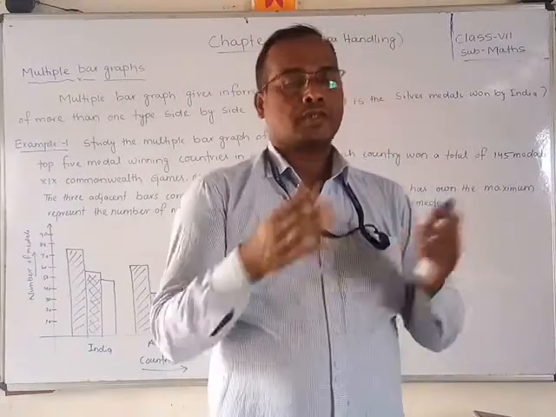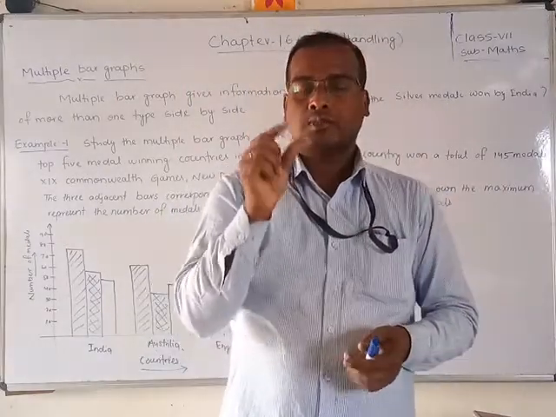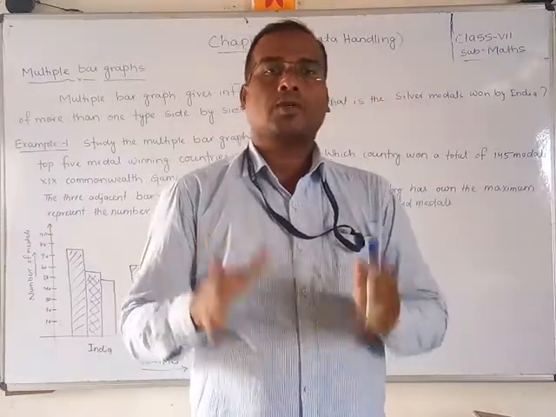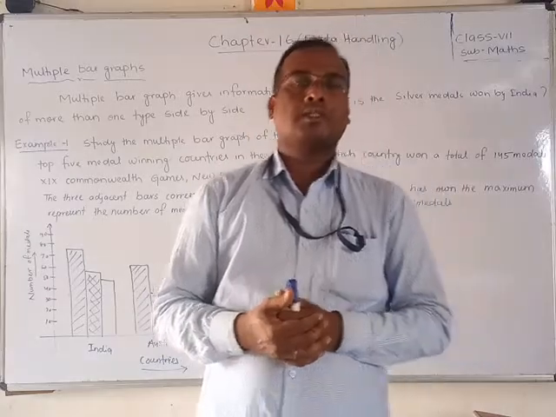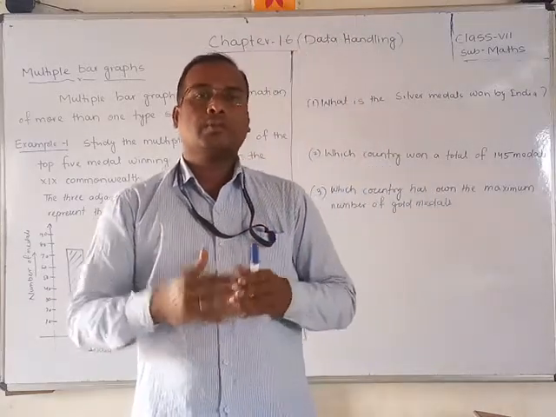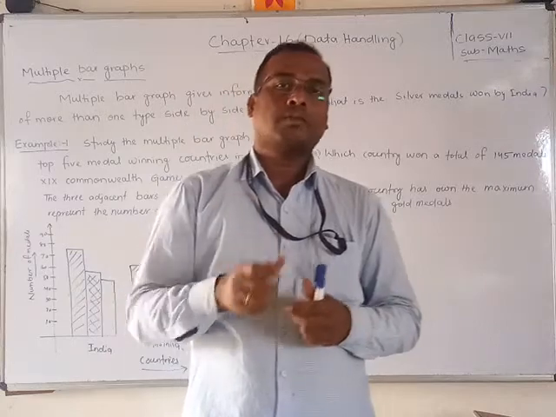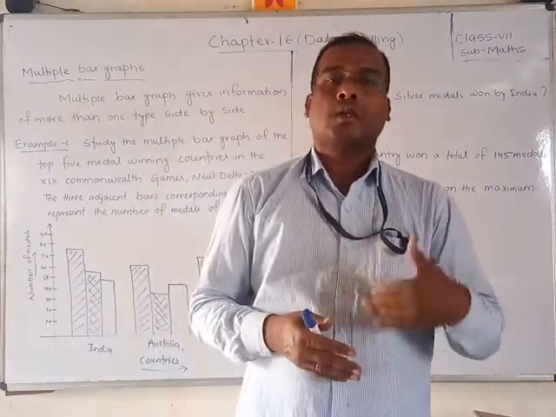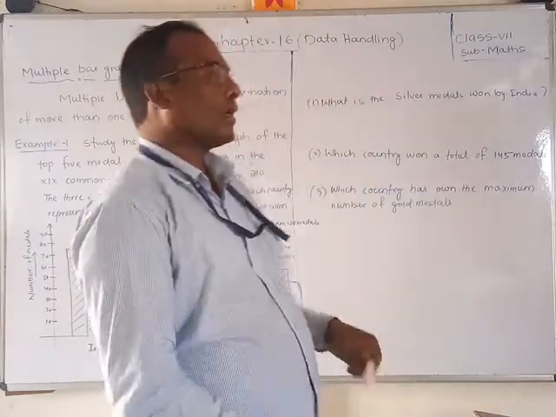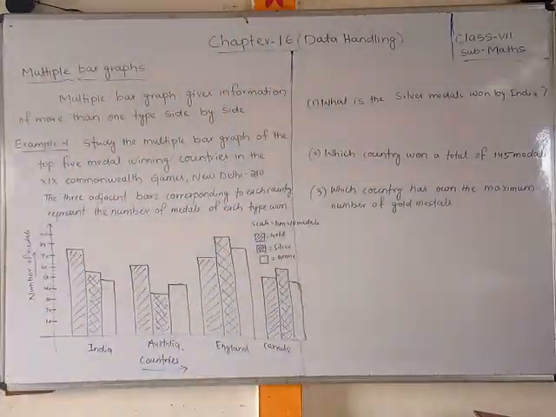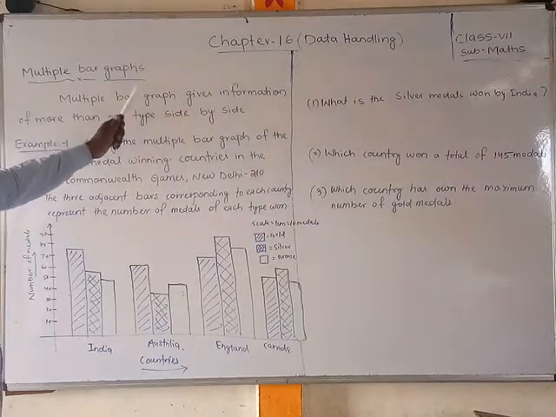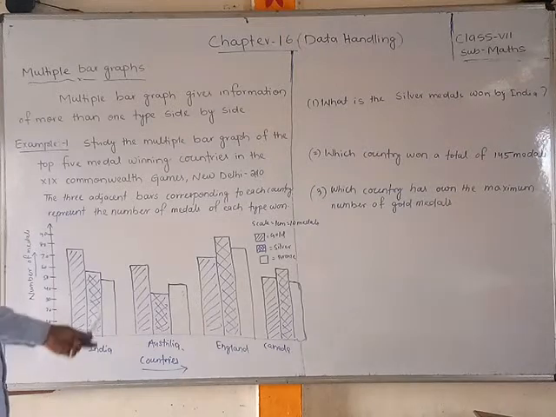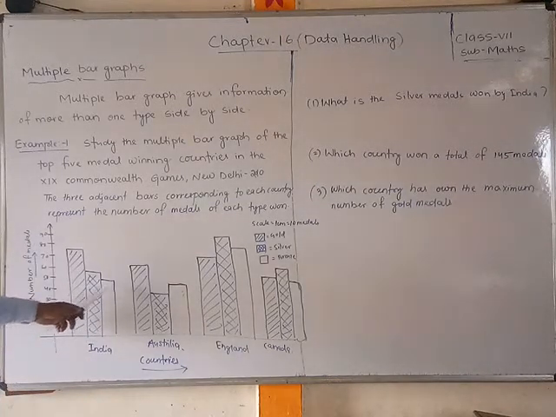Whenever you have studied bar graphs, we use rectangle boxes of equal width to represent the data. In the same way, when you represent the data with multiple rectangles, that means multiple bars, it is called a multiple bar graph. Here I have given an example so you can understand. Multiple bar graphs give the information of more than one type side by side. Here also I draw the bar graphs side by side.